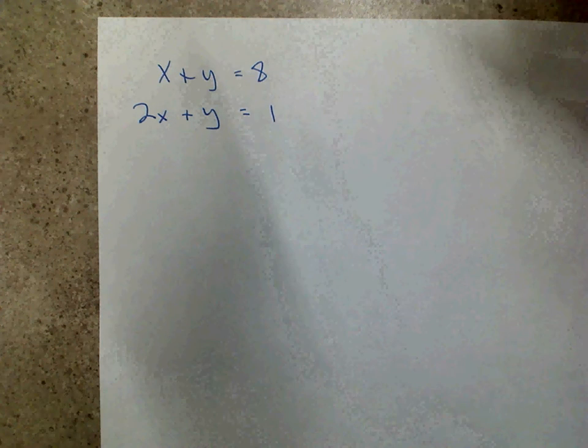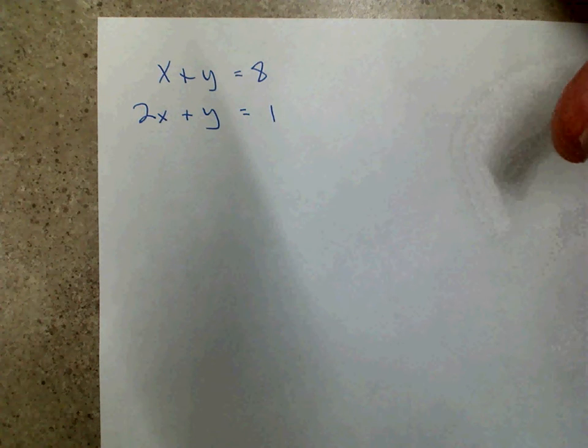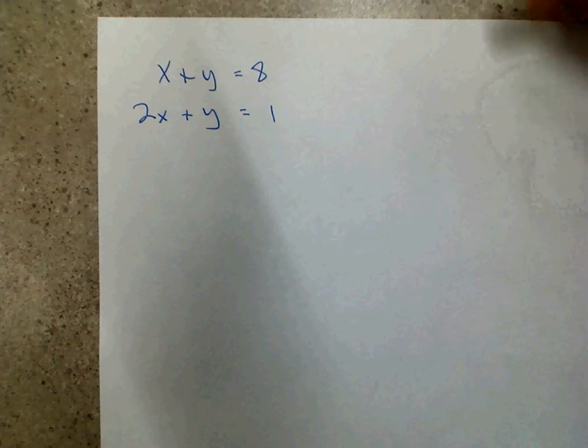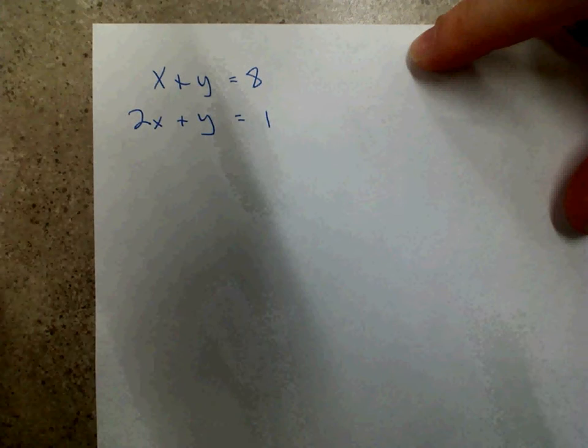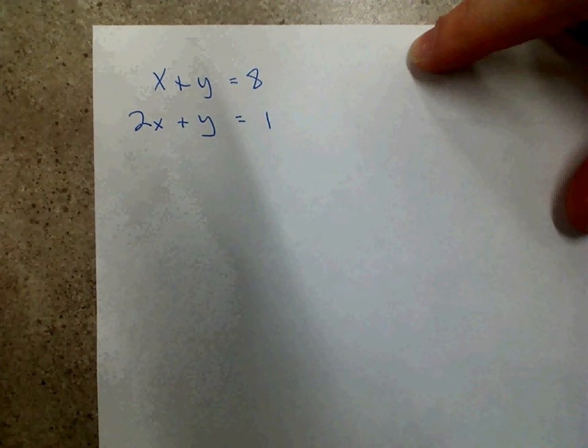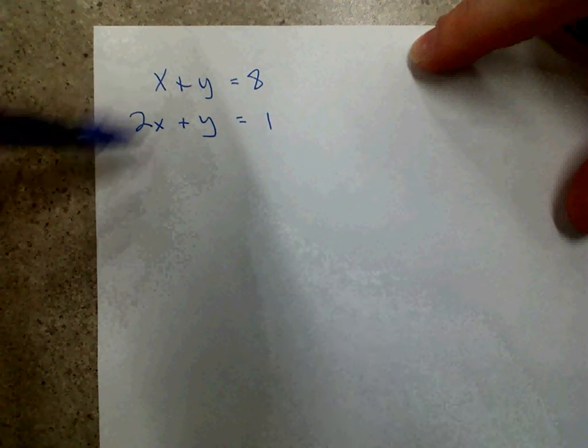Okay, so this is the last thing we're going to learn with matrices here in this unit. It's going to be solving systems using matrices. So when you look at what I've got here, this is a system of equations. A system of equations just means there's two or more. And so we can solve this a lot of different ways.